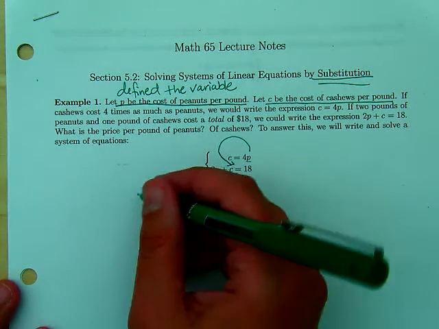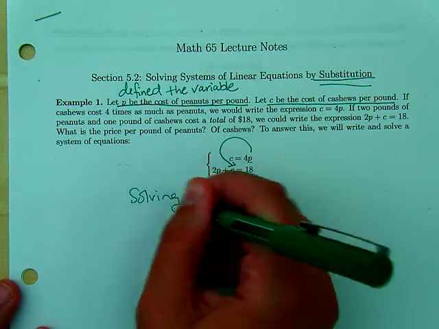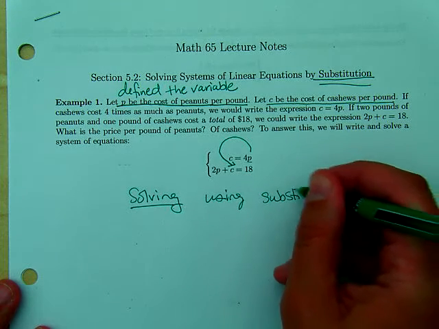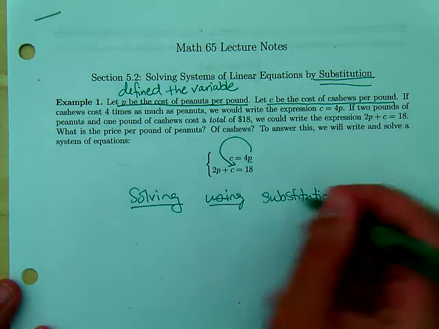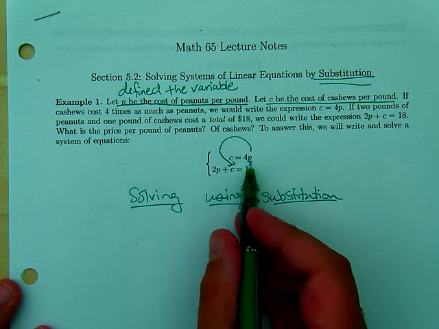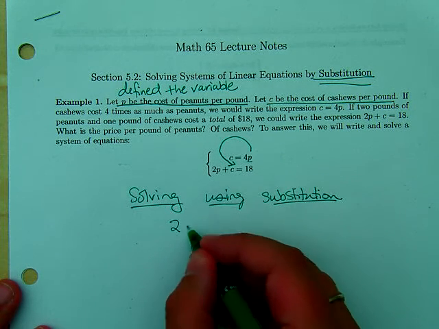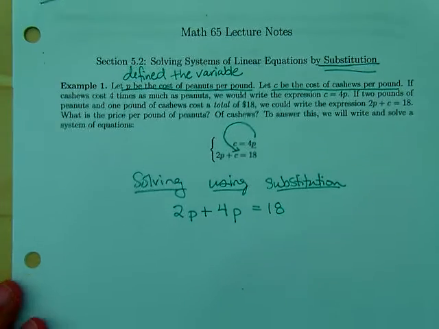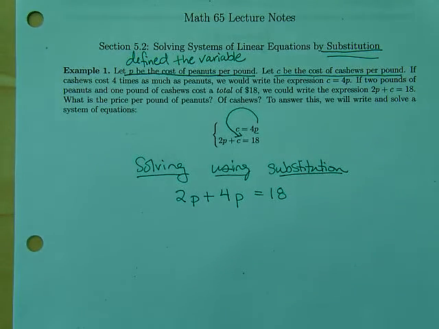So our new equation that we're going to solve, this is part of solving using substitution. We're going to substitute that 4P in for C. So we get 2P plus 4P equals 18. And the reason why this is so cool is because, well, why do you think it's so cool? What's the advantage to even doing that substitution, do you think? One variable. You can actually only solve an equation that has one variable.